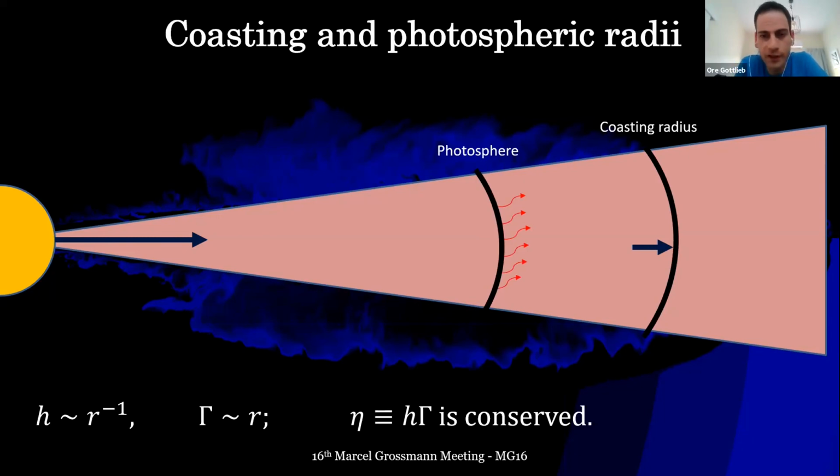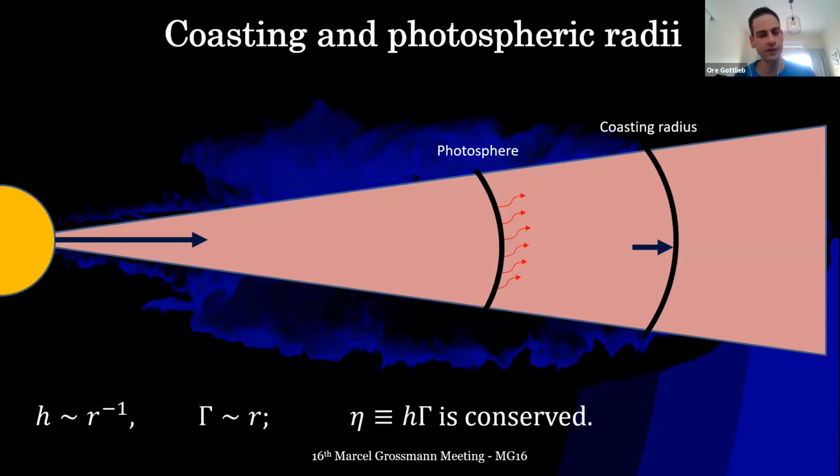Now, what would determine where the photosphere is located with respect to the coasting radius? Here I would show you again that the collimation shock is the one responsible for the high efficiency. So let's first consider a case where there is no collimation shock. The jet starts its conical expansion right from the size of the compact object, very deep inside the star.